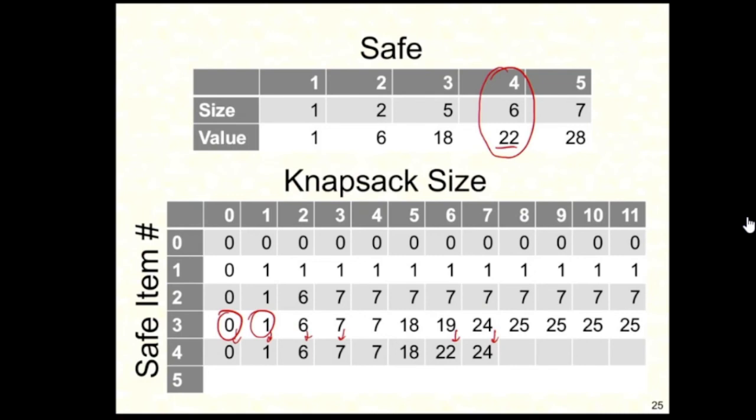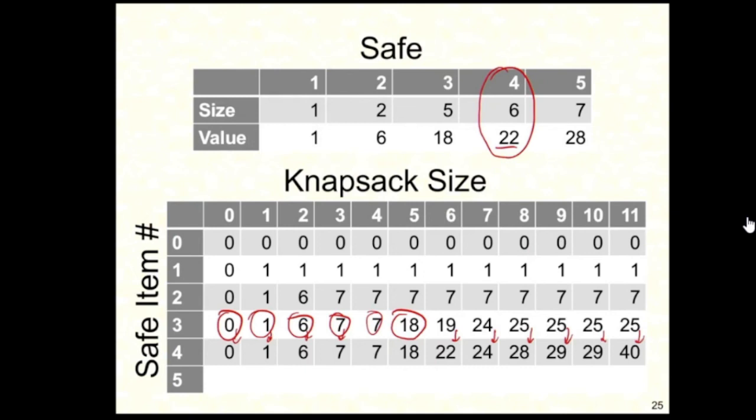Next one, I could go 25 or 6 plus 22. 6 plus 22 is better. We put a 28 there. 25 or 7 plus 22. 7 plus 22 is 29. Then we get, again, 25 or 7 plus 22 is 29. And now we've got 25 or 18 plus 22. 18 plus 22 is 40. That's what we've got here. Now we haven't considered item 5 yet, so we're not done. We don't know whether we're done or not. We got to finish the last item, pick or don't pick.